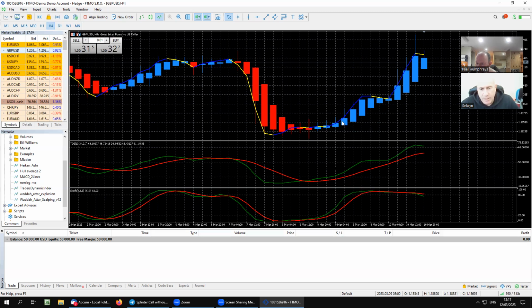Yeah. Because it's got a bigger body. Yeah, but it's so visual, isn't it? And I'd probably get out here because this changes, and it's flattened off. And then it bounces here, so you get back in on this candle.